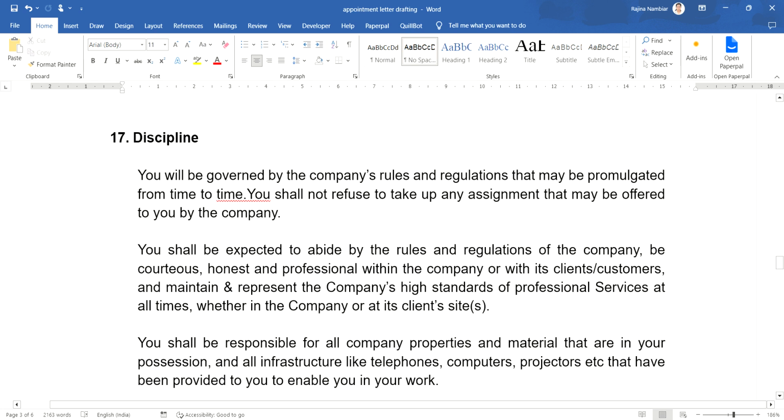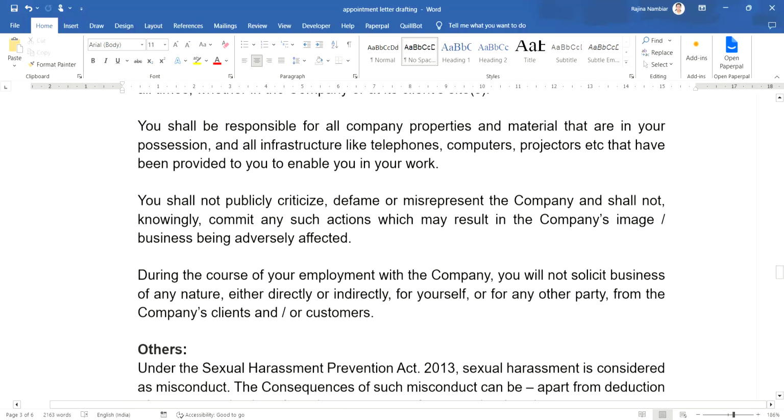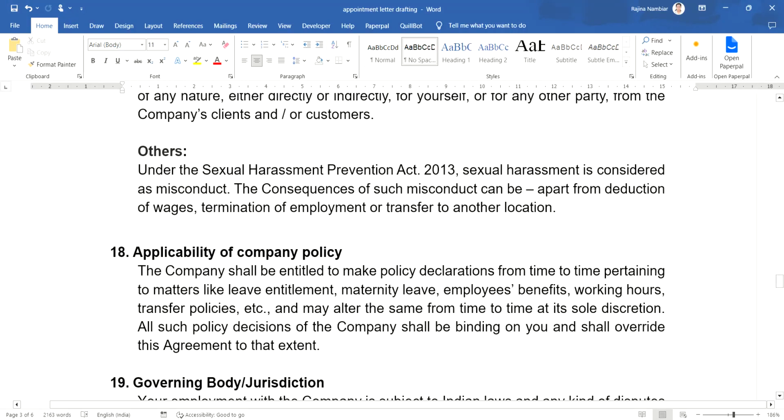Disciplinary action: if you break any rules inside the organization, you break their properties, or you harm the company in any way, they have the right to take disciplinary action against you. Then the POSH Act came up in 2013. So any kind of misconduct or disrespect is bound to be terminated.